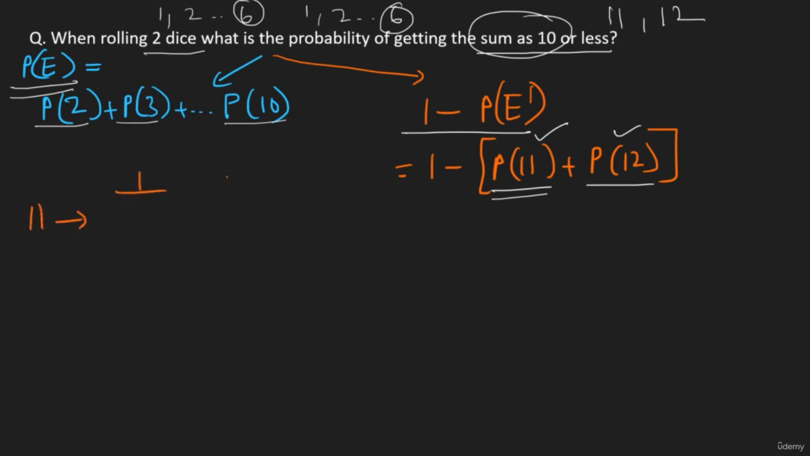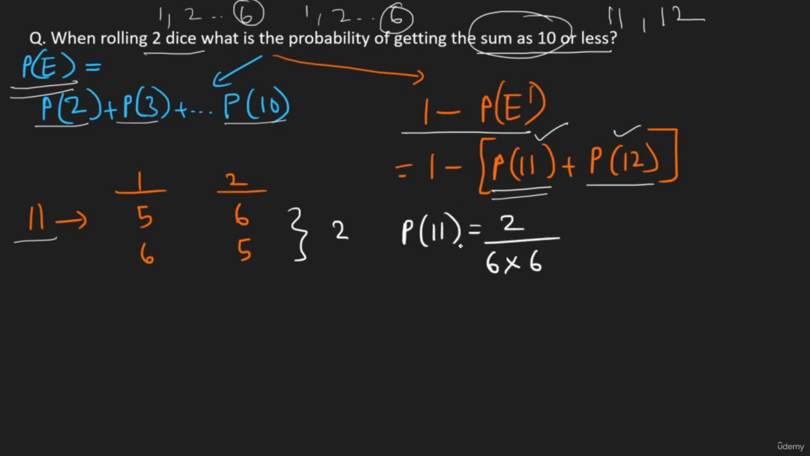So we have 2 dice over here. Now to get a sum of 11, I could get 5 on the first one and 6 in the second one, or I can get 6 in the first one and 5 in the second one. That's 2 outcomes, which gives me a sum of 11, and therefore the probability to get a sum of 11 is 2 divided by the total number of outcomes, which is 6 into 6, right?